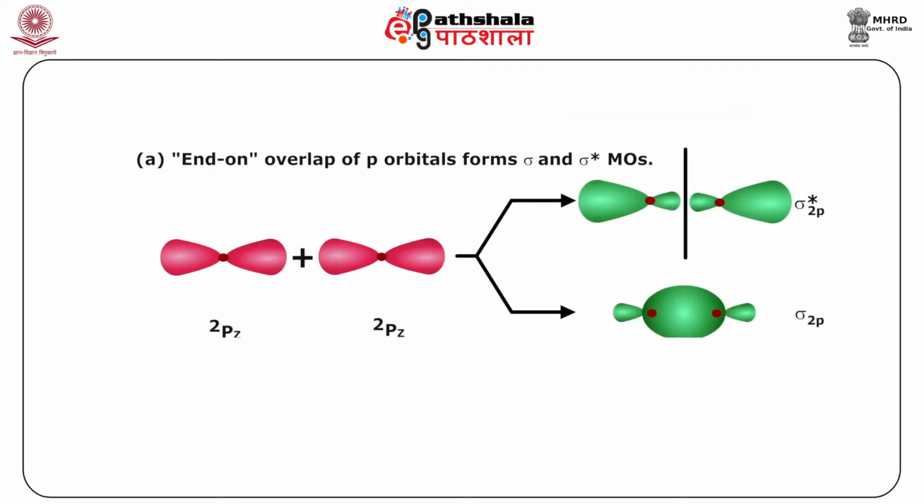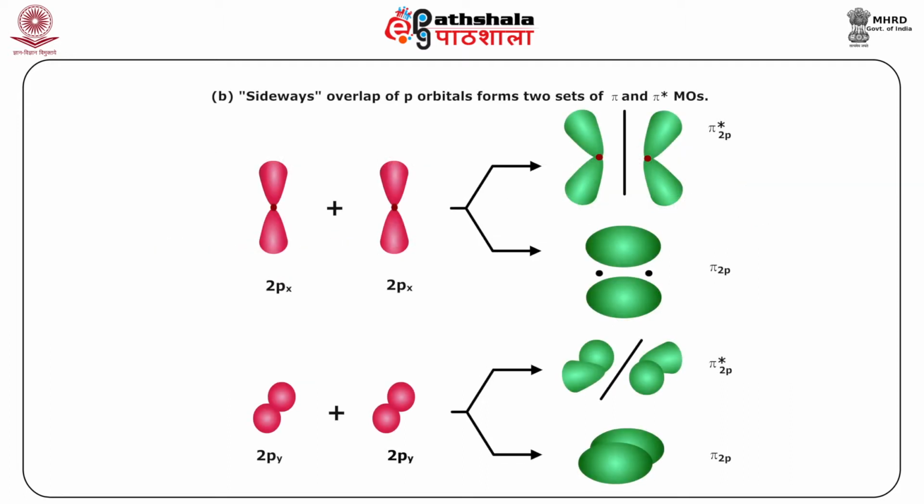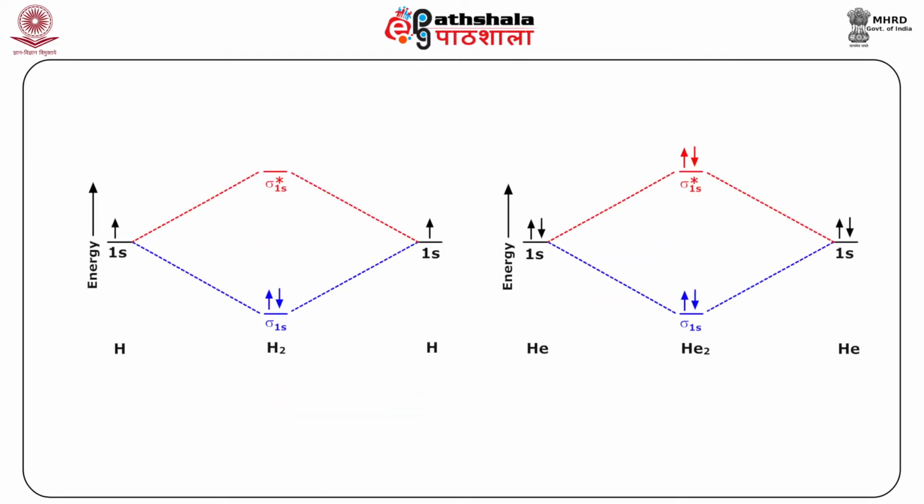In the next picture, we can see the overlapping of p orbitals to form a sigma 2p orbital and an anti-bonding sigma star 2p orbital, which is formed by the end-on overlap. Likewise, p orbitals overlap in sideways mode to form two sets of pi orbitals called pi bonding and pi anti-bonding orbitals. In this figure, we can see the molecular orbital diagrams of dihydrogen and dihelium.